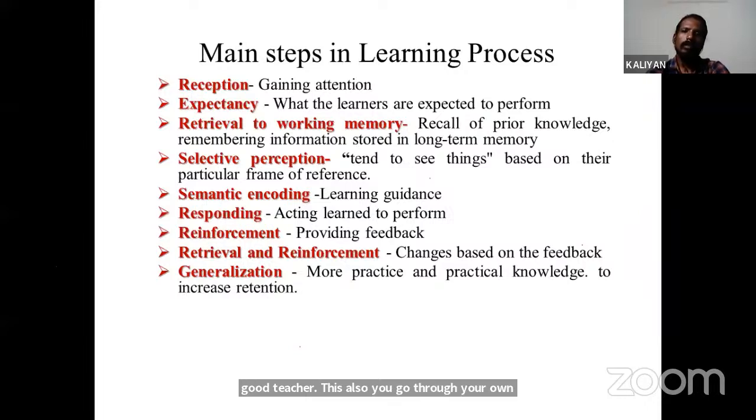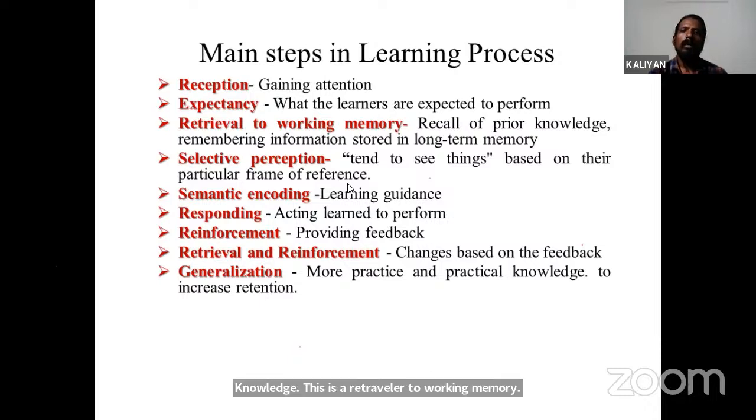And the next chapter is the main steps in the learning process. Reception: reception means gaining attention or gaining knowledge. And second is expectancy, what the learner is expected to perform. So learner expectation for the performance. Then retrieval to working memory: recall the prior knowledge, remembering the information stored in the long-term memory. In that memory they have some information, so they recall their knowledge. This is retrieval to working memory.